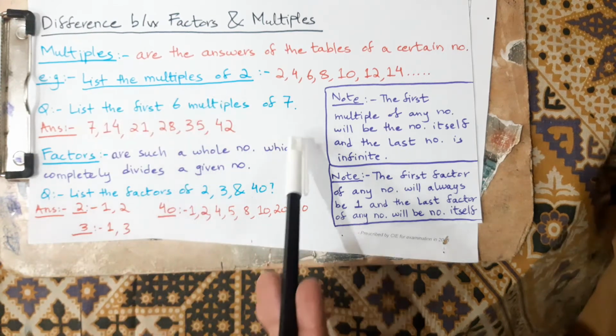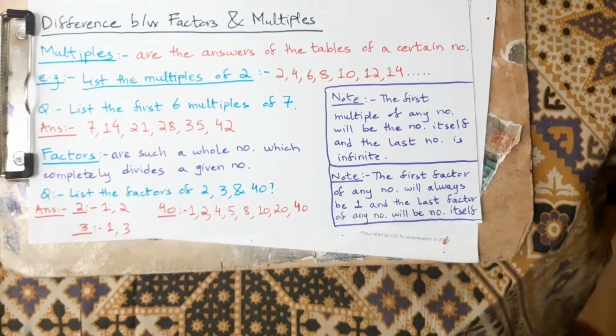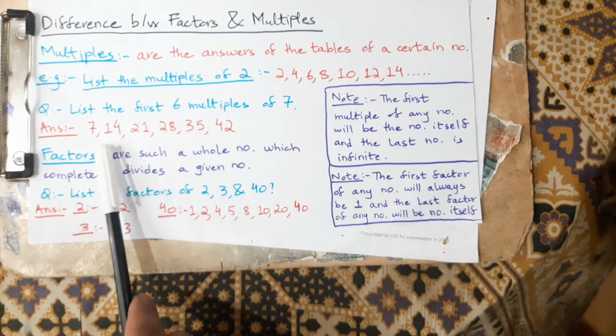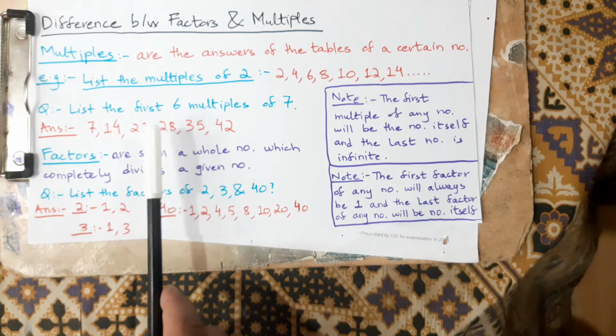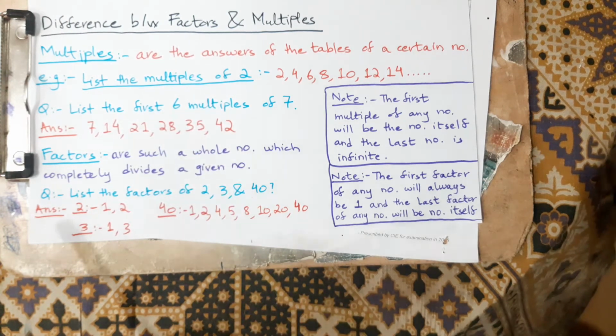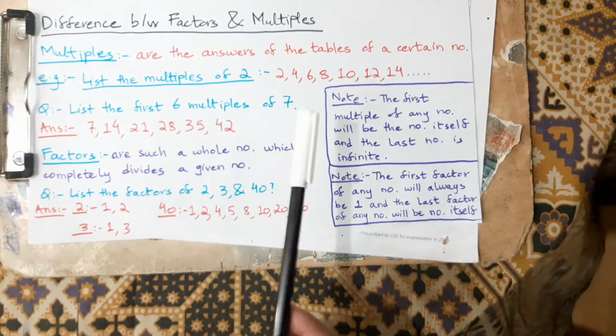But the examiner can also give you questions like list the first 6 multiples of 7. Then you only have to list the first 6 multiples of 7. If you list any multiple which is beyond the 6th, then you will not be awarded your mark. So the first 6 multiples are: 7 ones are 7, 7 twos are 14, 7 threes are 21, 7 fours are 28, 7 fives are 35, and 7 sixes are 42. So these are your first 6 multiples of 7. You can't go beyond it, otherwise you lose marks.